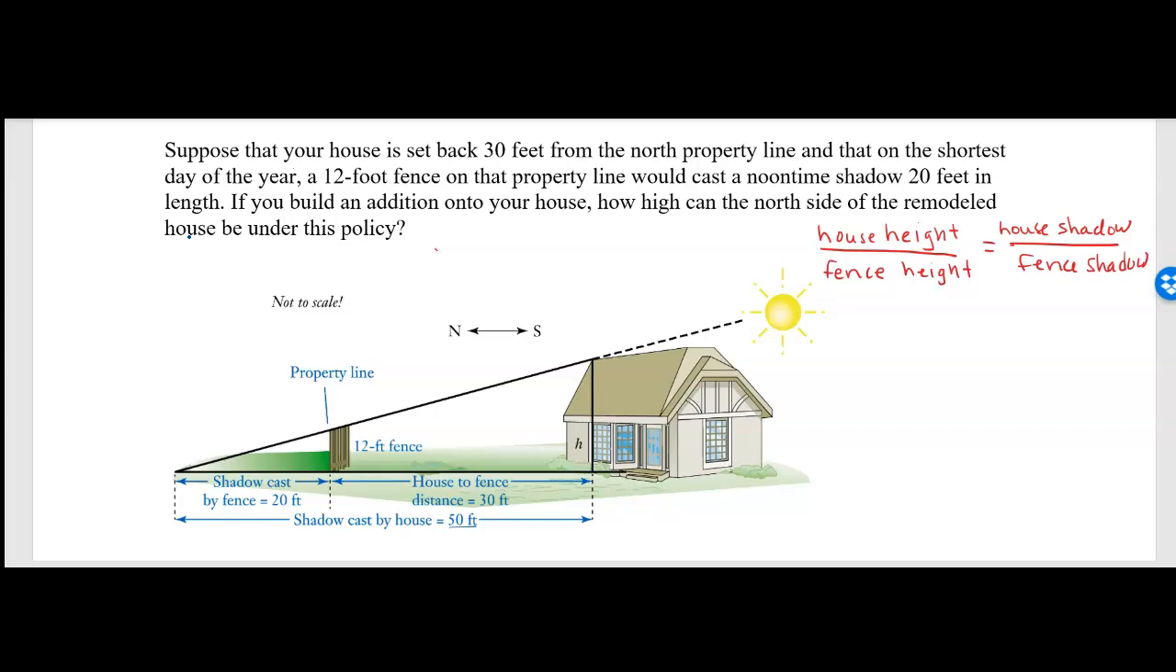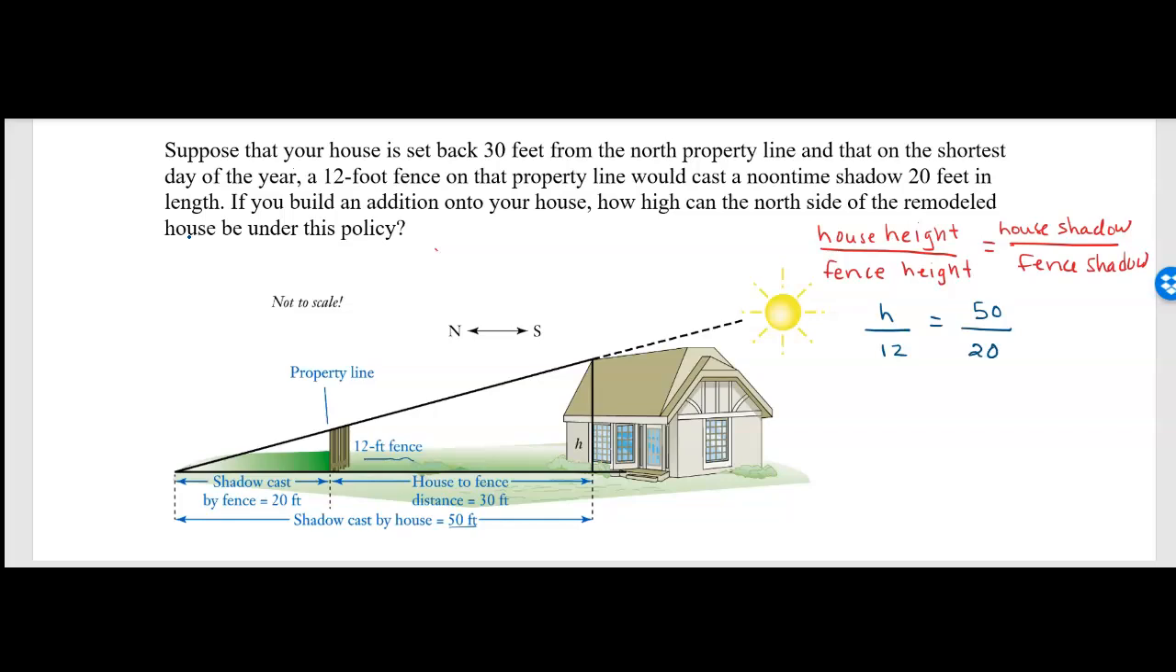House height, that's what we don't know, so we'll just call that H. What is the fence height? That's down here. The fence height right here is 12 feet. Then we have the house shadow. Remember, the house shadow is the long line, not the house to the fence. It's the house to the length of the property. That's the 50 feet. And then the fence shadow, that's from the fence to the end of the property. So all of these are going to the end of the property. That would be 20 feet.